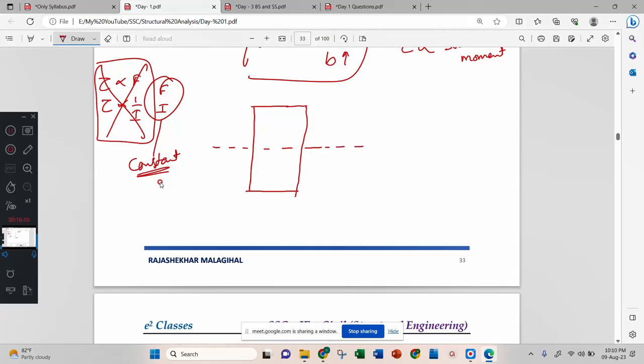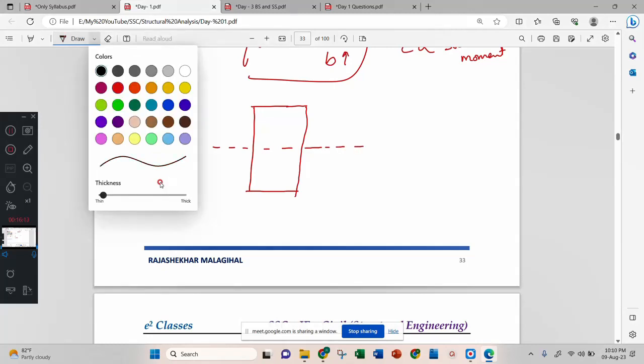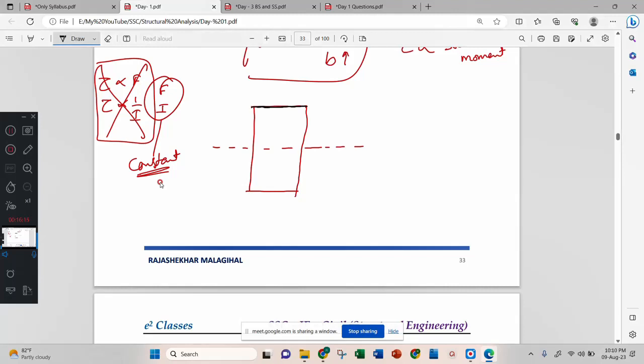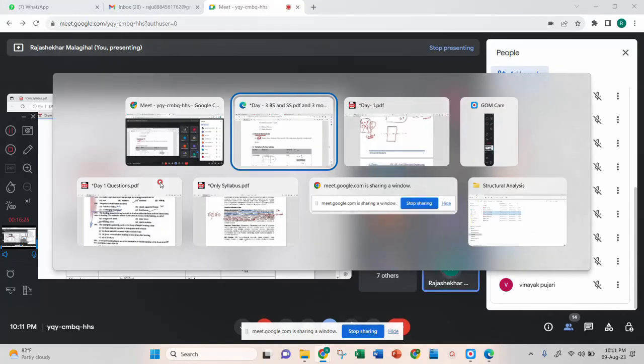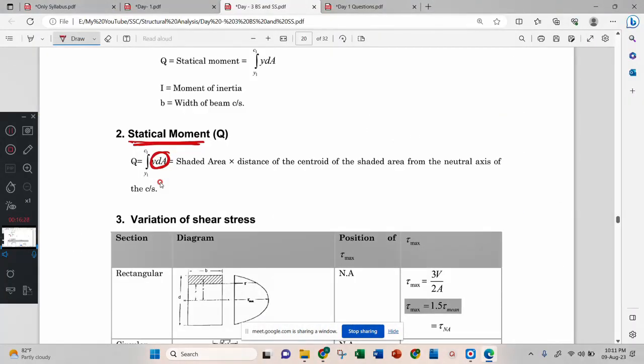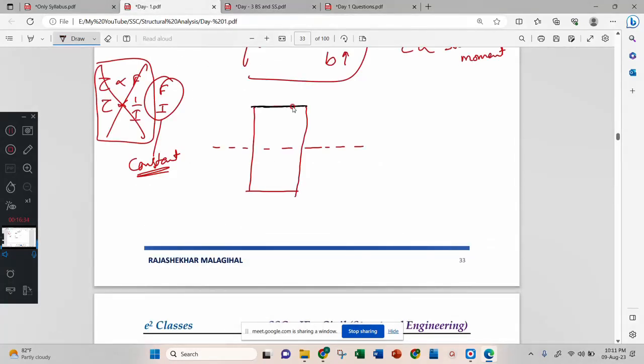Now look at here. If I am interested here, then what is the area above? 0, and therefore shear stress is 0.